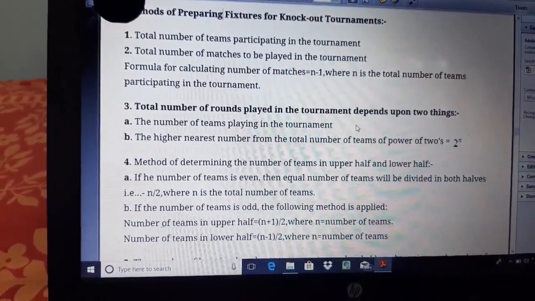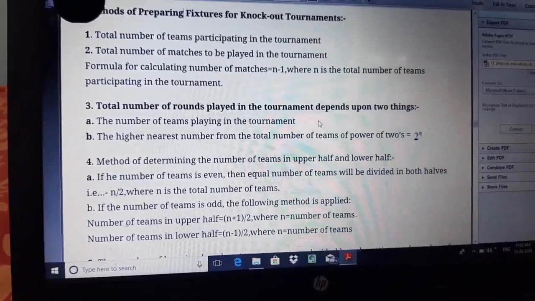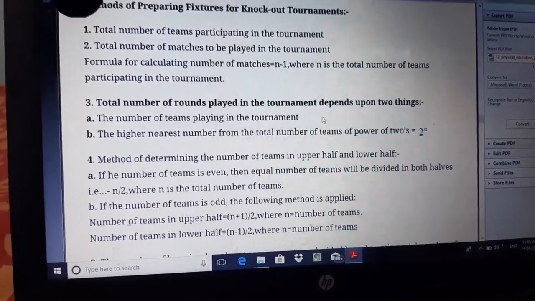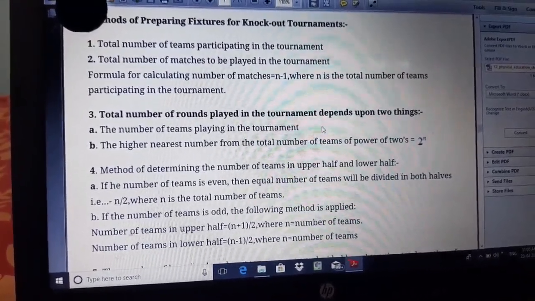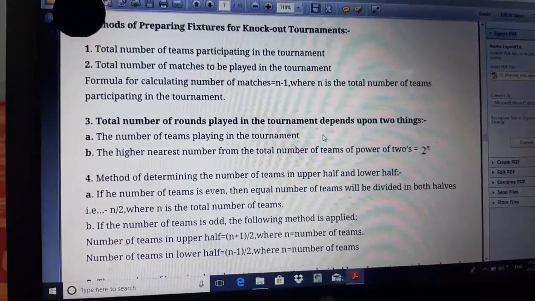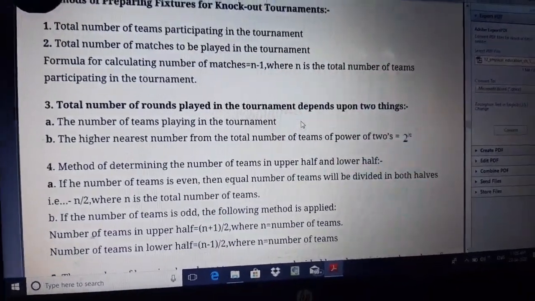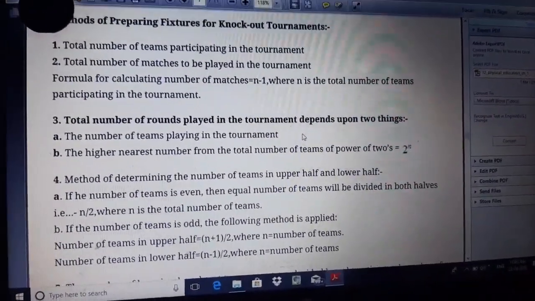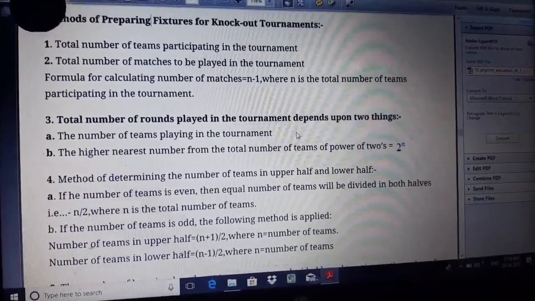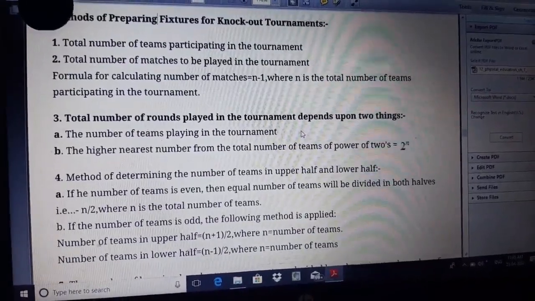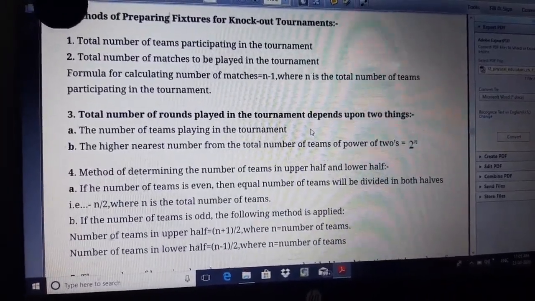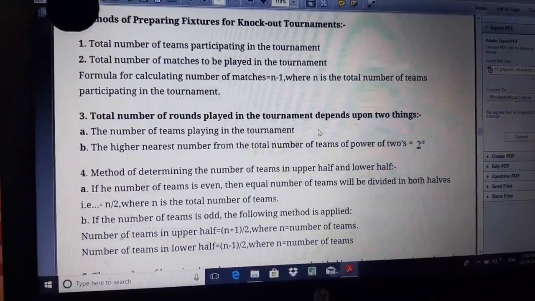Now the third point: the total number of rounds played in the tournament depends upon the number of teams playing in the tournament, the highest nearest number from the total number of teams that is a power of 2. I have already explained it to you. It is very simple how to note down the number of rounds. For example, if 11 teams are there, you have to only focus on the power of 2 number, which is the next highest, nearest number. Like for example, for 11, 13, 15, we are calculating these with 16, that is the next power of 2 number. And what is a power of 2 number?